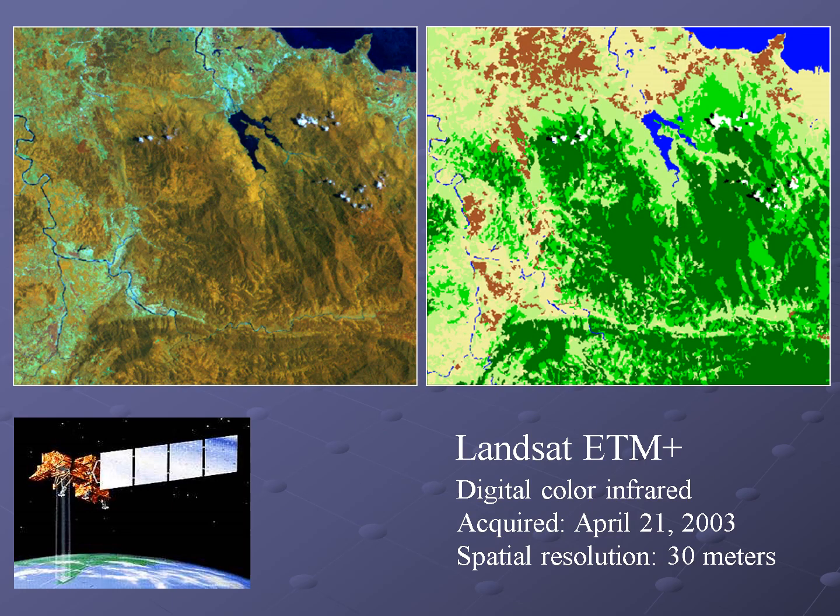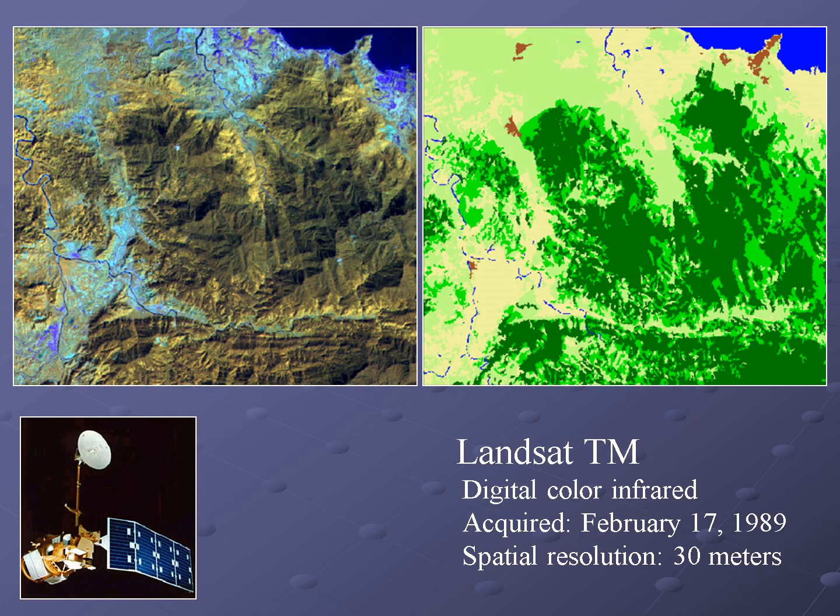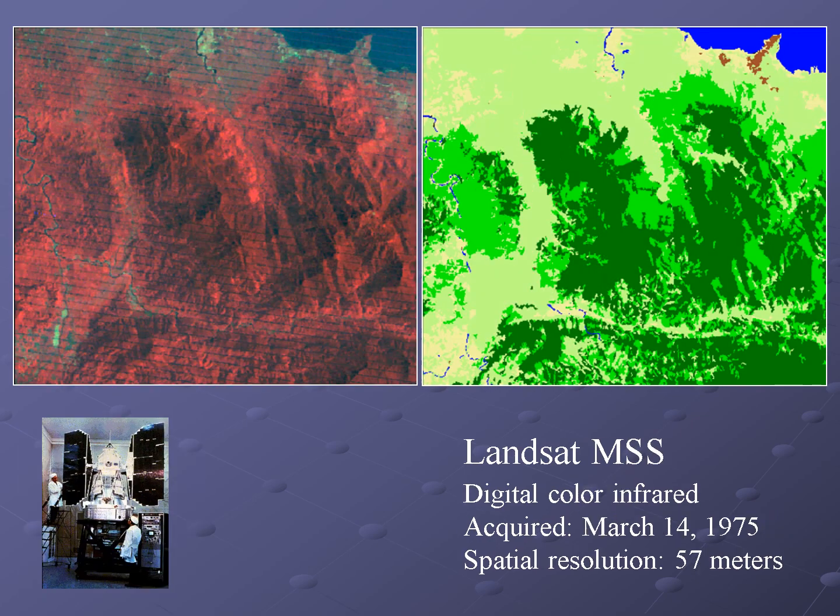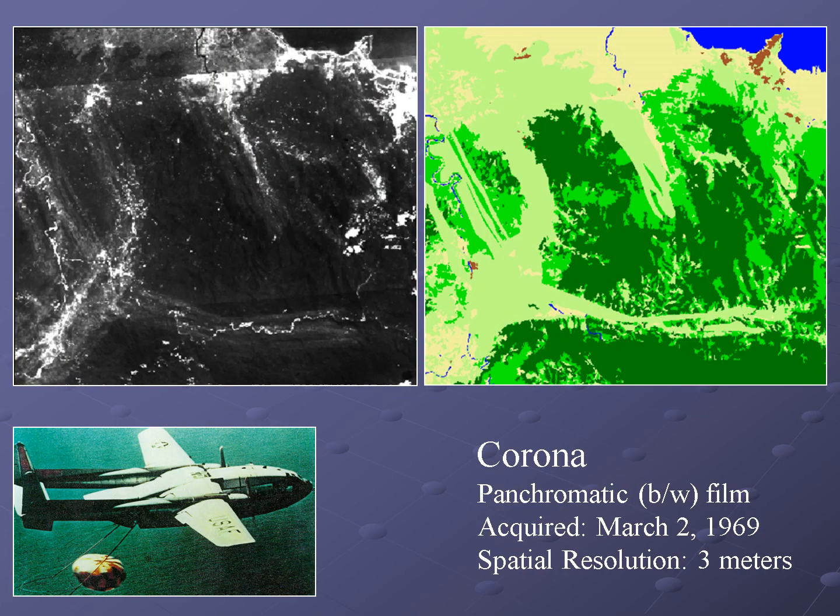Here we have an example of a classification of a Landsat digital color infrared image. Another classification is captured from Landsat TM, again in digital color infrared, with a spatial resolution of 20 meters. And Landsat MSS, another digital color infrared, with 57 meters captured. This is the Corona panchromatic film, captured at 3 meters.